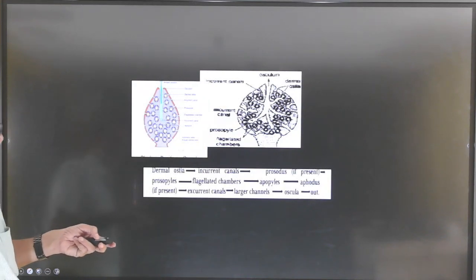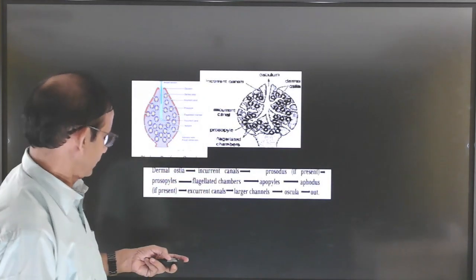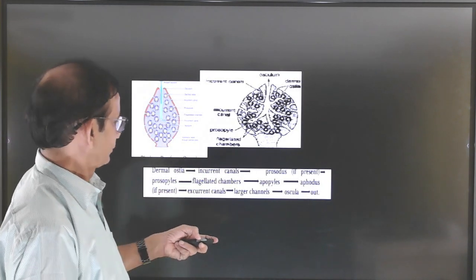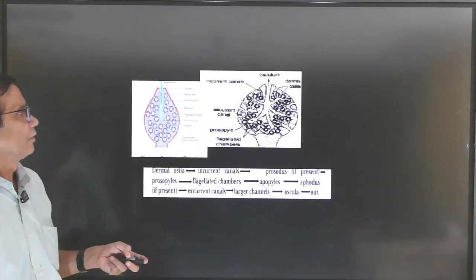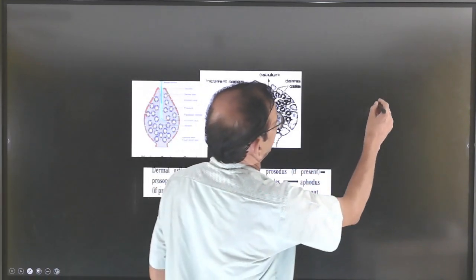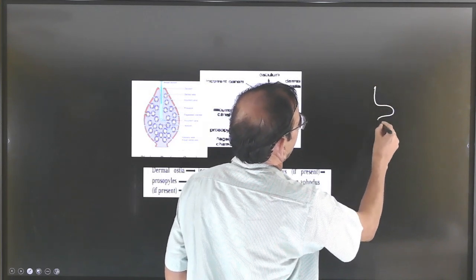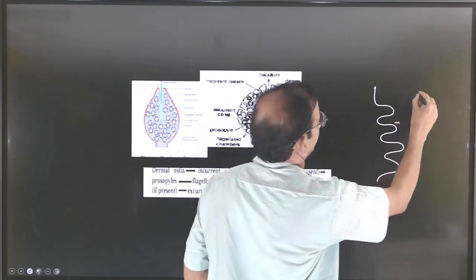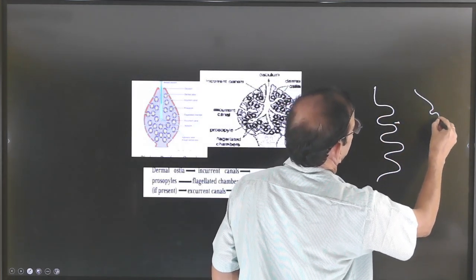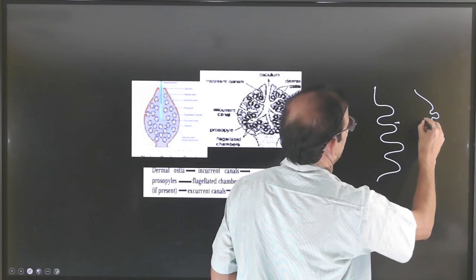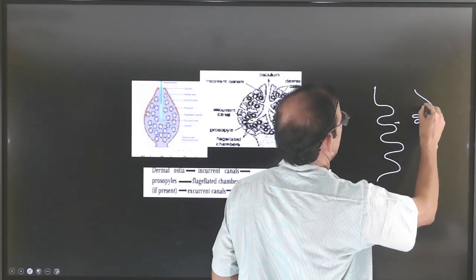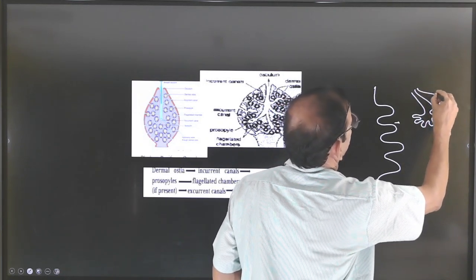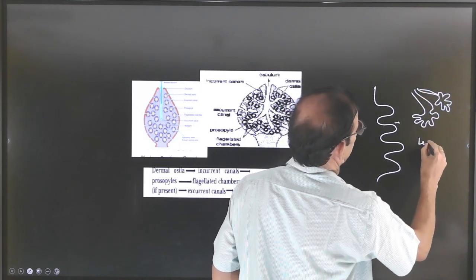Now this is the third type of canal system, which is called the leuconate canal system. Here, again, more and more complication occurs. That means the flagellated chamber is broken down into small oval, rounded structures, and ultimately forms a peculiar type of canal system called the leucon type of canal system.